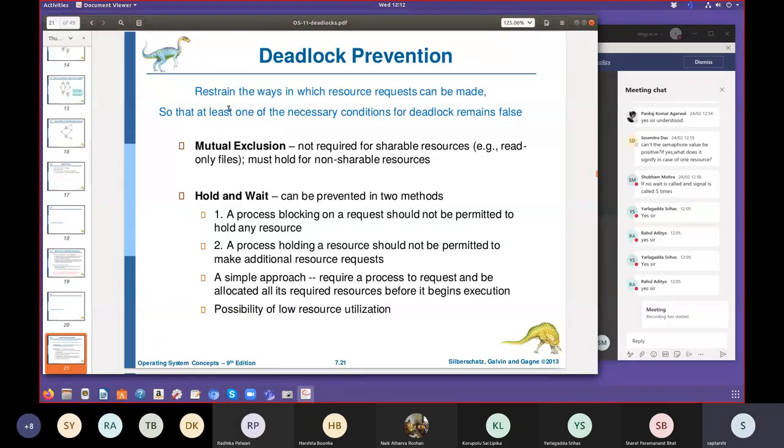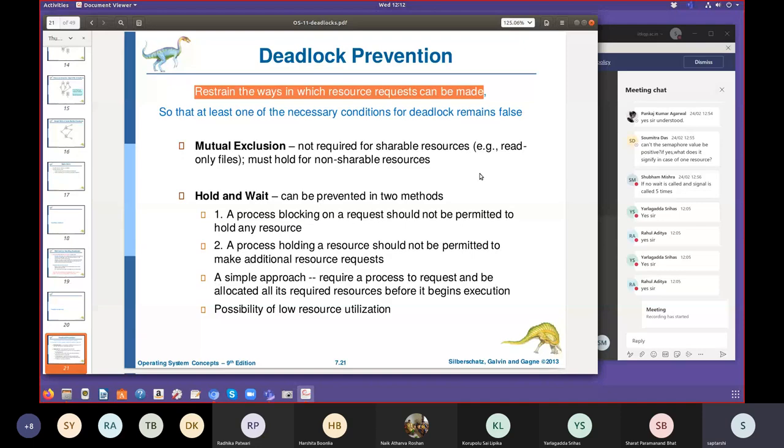So here the basic idea is what is written in blue here. You remember we had discussed 4 necessary conditions for deadlock. Those 4 have to be valid if a deadlock has to exist. So the main idea is to ensure that at least one of these necessary conditions does not hold or cannot hold. And how to do it? Basically, impose some restrictions on how processes can request resources.